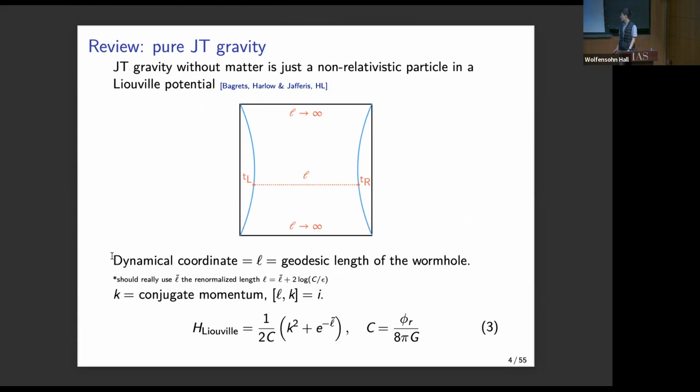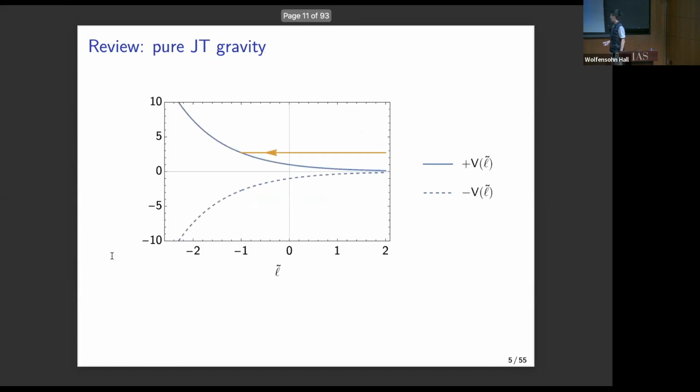Okay, so the fact that there's a potential that's e to the minus L explains why the wormhole grows, for example, at late time. Now, the classical motion just involves scattering off of this potential. So at early times, we start with a very long state. It reflects off the potential at t equals 0, and then goes back at very late time. And that's the classical motion.